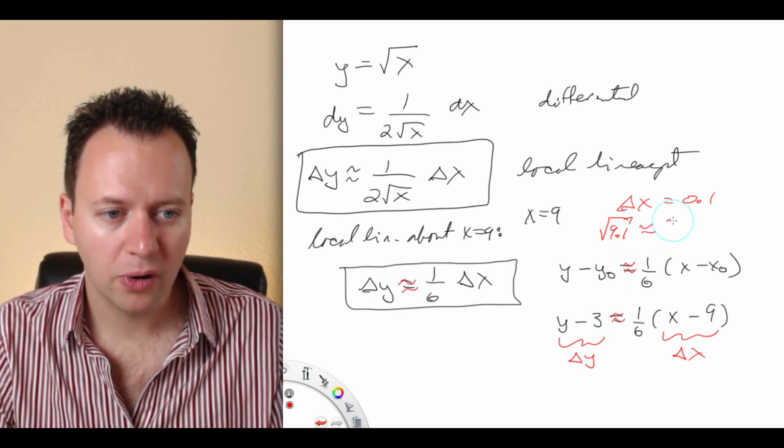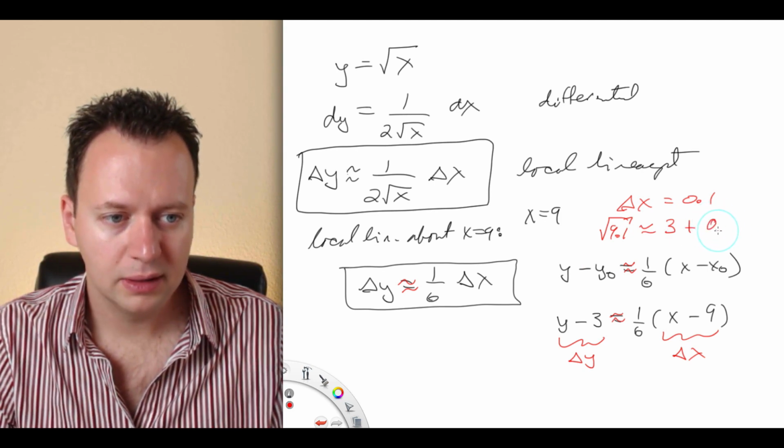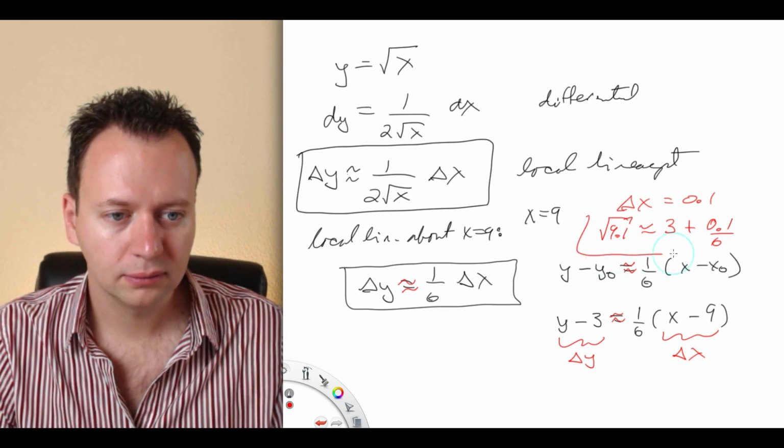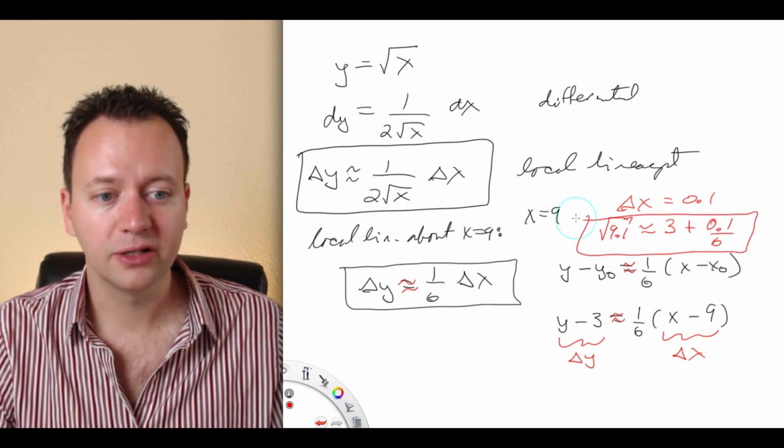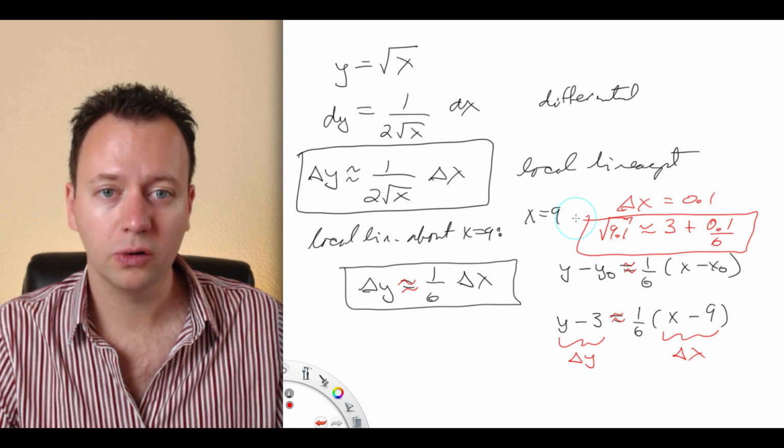The square root of 9.1 is approximately 3 plus 0.1 over 6. So that's the approximation of the square root of 9.1 using local linearization.